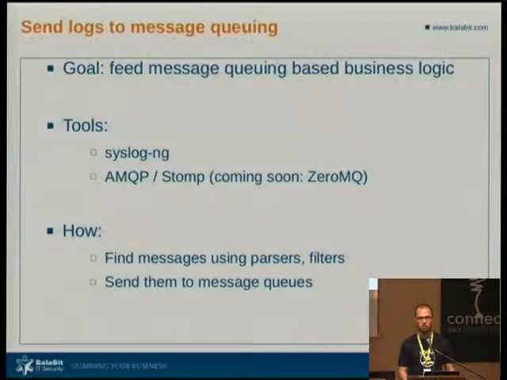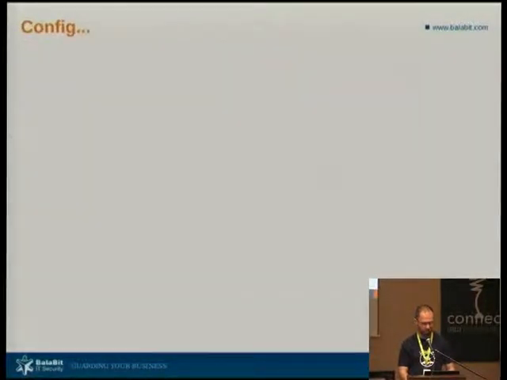as we have quite a few Google Summer of Code students this year, we will soon have support for 0MQ source and destination, and also the AMQP source will be ready by the end of the summer, hopefully. As usual, syslog-ng does the parsing and filtering, and at the end it sends off relevant messages to the message queues.